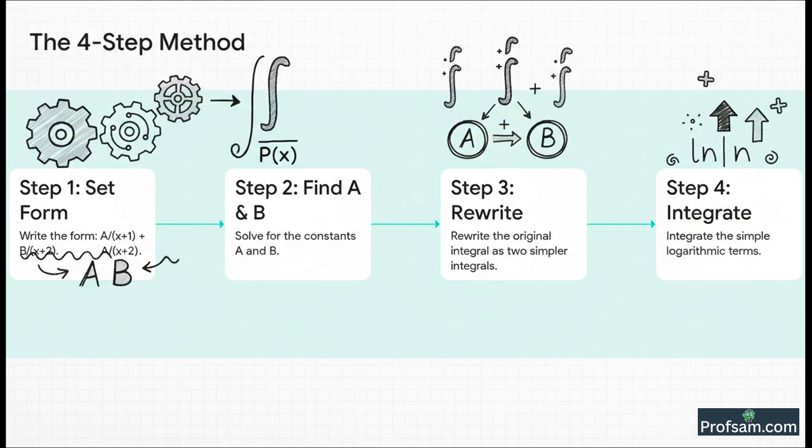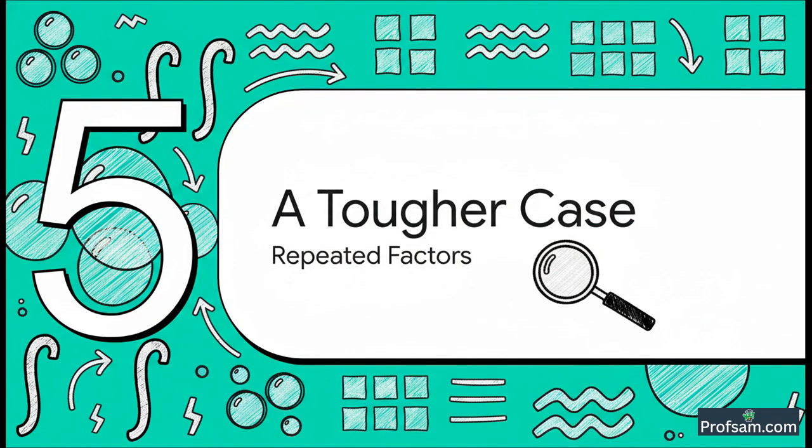Now go to the original fraction, cover the x plus 1 part with your finger, and put x equals negative 1 in what's left. That's your value for A. Do the same for B. It's so fast. Step 3, rewrite the integral with these new simpler fractions. And step 4, integrate the simple parts, which are just basic logarithms. Easy. Awesome. You've handled the basic case.